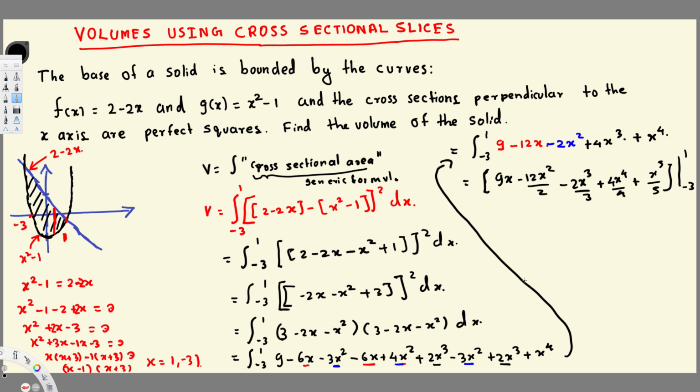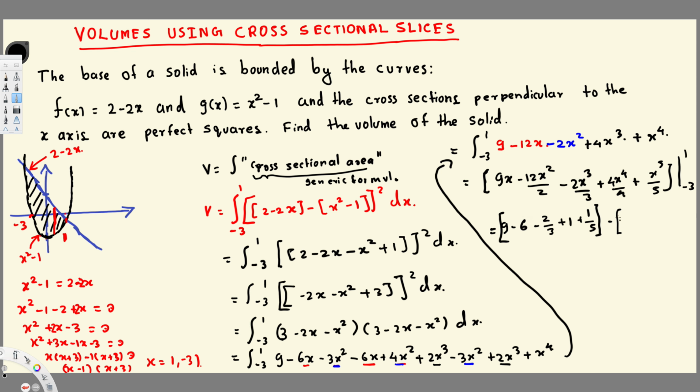1, right? And if you substitute, first we have to substitute 1. If you substitute 1, this is going to be 9 minus 12 over 2. Instead of writing 12 over 2, we can just write 6. So 6 minus 2 over 3, then 4 over 4, instead of writing 4 over 4, we can just write 1, and now this is going to be 1 over 5, and this is when we substitute 1. Then we have to substitute negative 3.